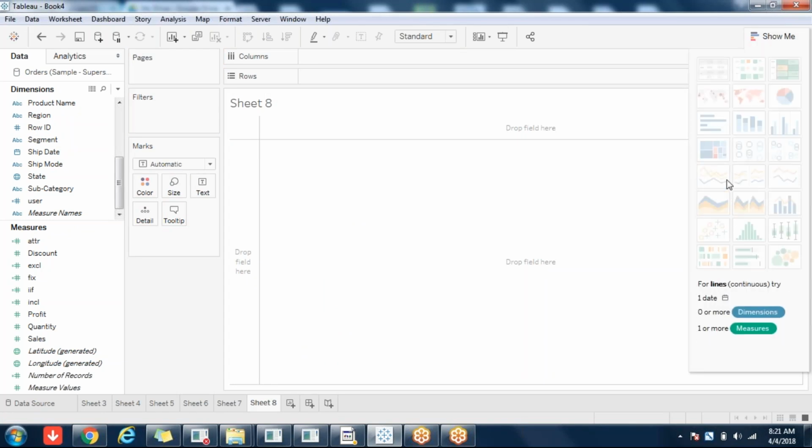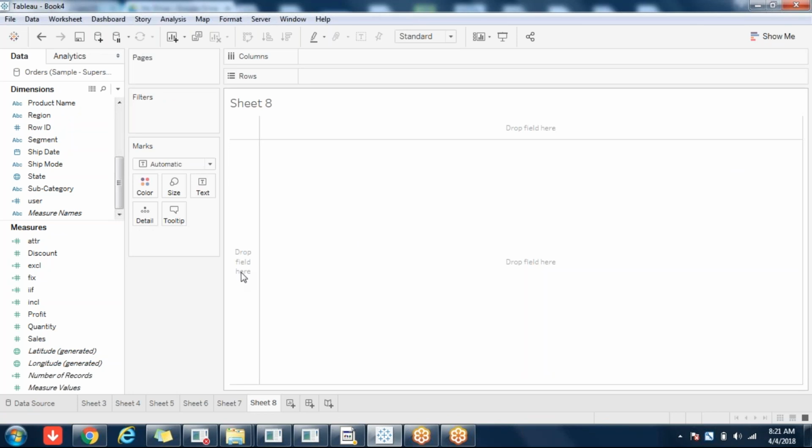In other charts you can drag and drop one dimension, two dimensions, such kind of things, no problem. Nothing will go wrong. But only this chart it will go wrong. One measure is a very, very rare thing. We generally don't go for such kind of things.